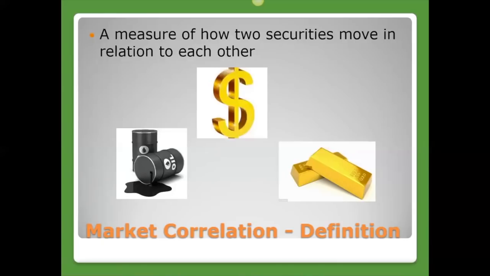There are different types of correlations. One is a positive correlation, where two different assets will move in the same direction at the same time. And we'll take a look at that. And there is the negative correlation, where the two assets will move in the opposite direction to each other.